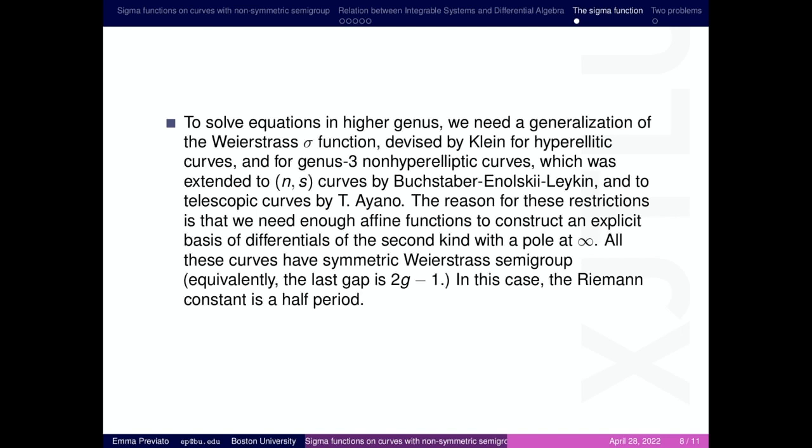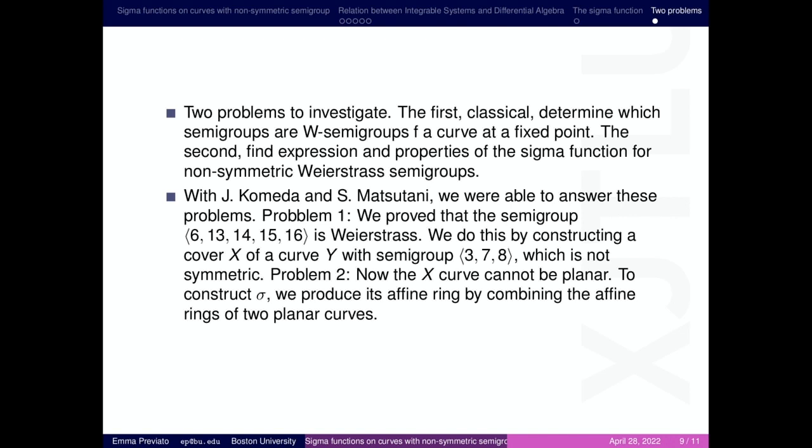And in this case, it's easy to see that the Riemann constant is a half period on the Jacobian. That's a little technical, but very standard stuff. So, there are two problems. One is more classical, determining which numerical semigroups are actually appearing as Weierstrass semigroups of a curve at a fixed point. And this is an open problem.